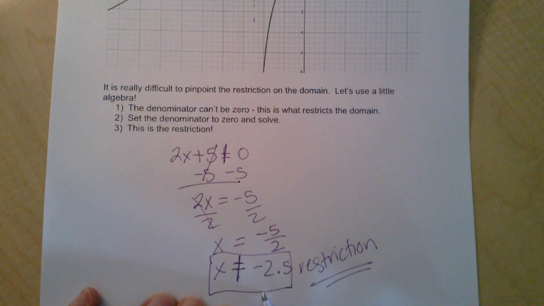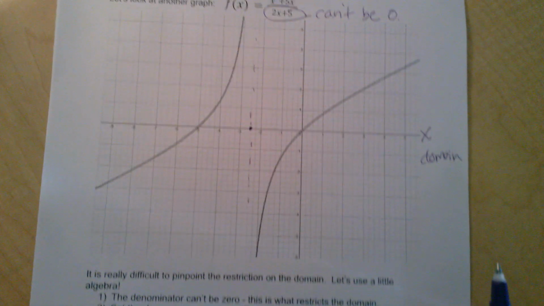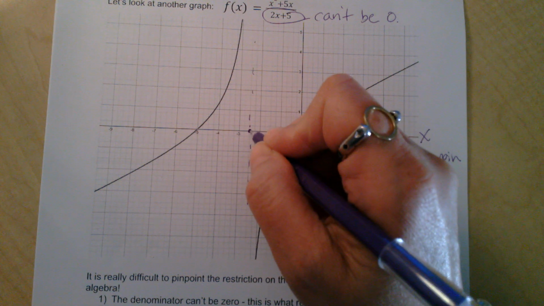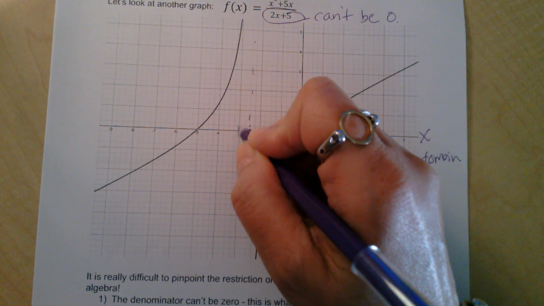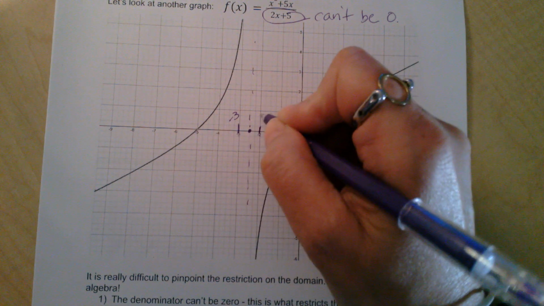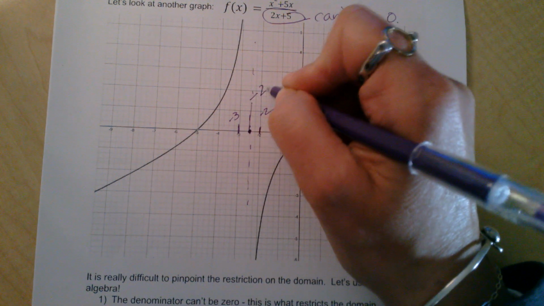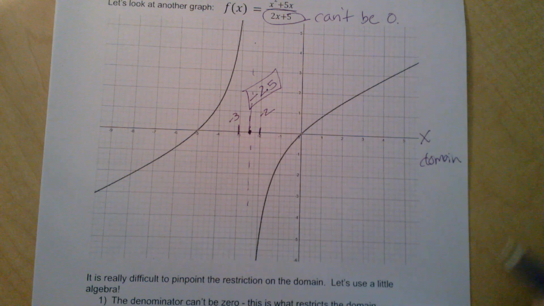Okay, so let's go back up to see where that is in the graph. If we go back up here, here's negative 2. You might not be able to see that very well. That's negative 2, and this is negative 3. So this is negative 3, this is negative 2. And guess what? This is negative 2.5. And so that's our restriction.